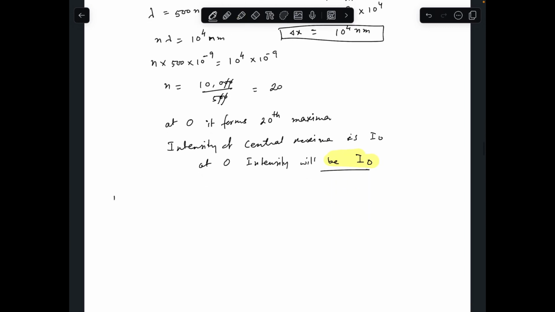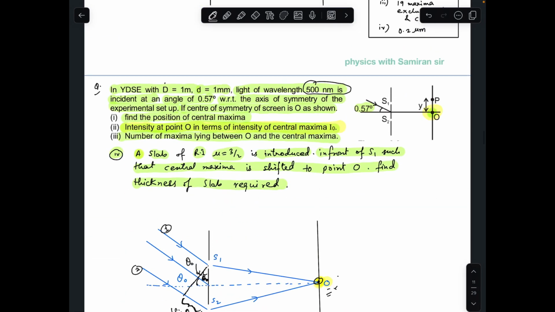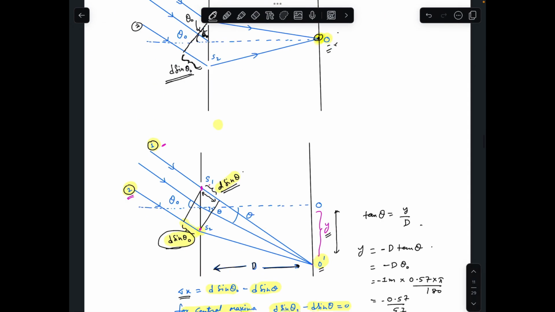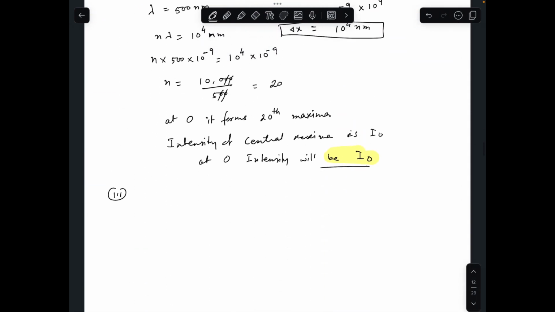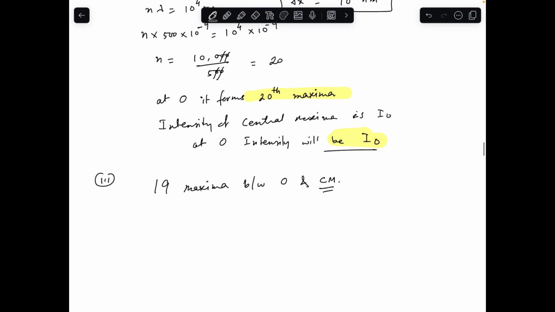Let us solve third question. So third question they told, number of maxima lying between O and central maxima. So if at O it is 20th maxima, so number of maxima between O and central maxima will be 19 maxima. 19 maxima between O and central maxima, okay, excluding this O and central maxima.